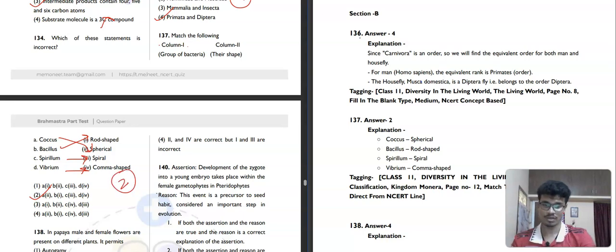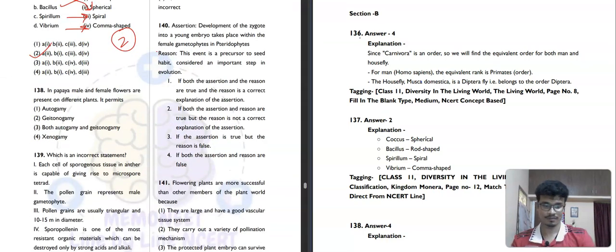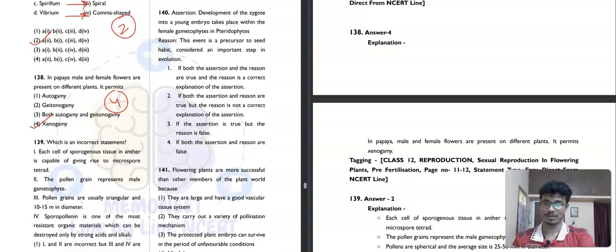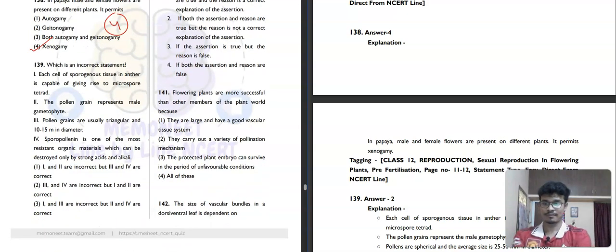Then moving to the next question, question number 138. It is saying that in papaya, male and female flowers are present on different plants. It permits autogamy, geitonogamy, both autogamy and geitonogamy, or xenogamy. So it basically permits xenogamy. It prevents autogamy and geitonogamy because male and female flowers are present on different plants. You can't pollinate in the same flower or same plant. Which is an incorrect statement? Next question. Let's see.